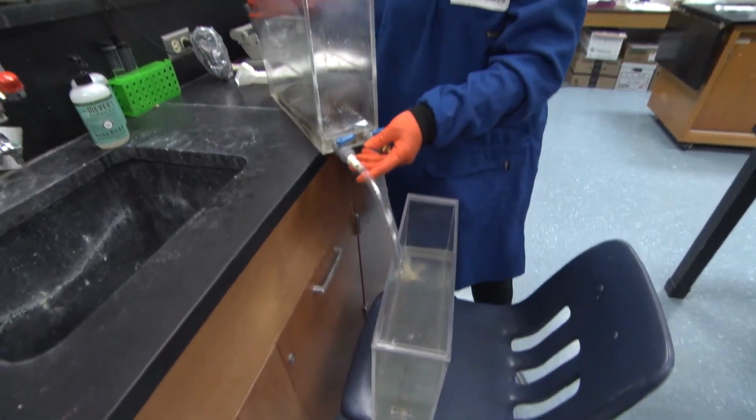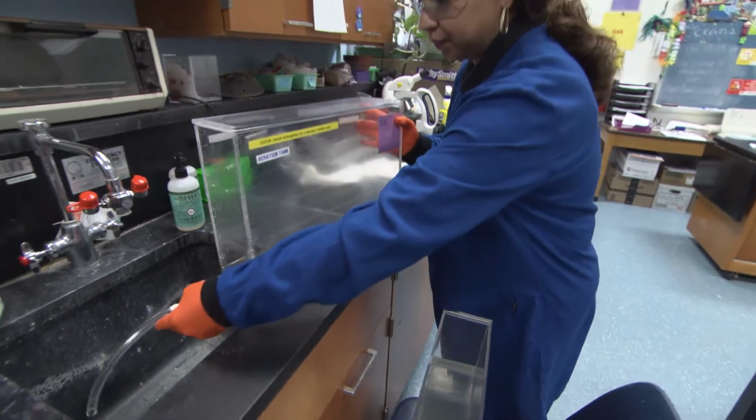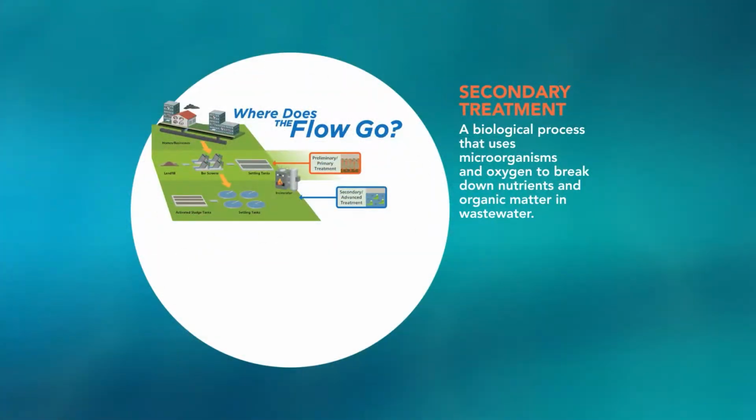Take a little time to look at the microorganisms we might commonly see in our wastewater. At the end of secondary treatment, our wastewater is definitely starting to look cleaner. This is the second of 4 treatment processes. Remember, secondary treatment is a biological process that uses microorganisms and oxygen to break down nutrients and organic matter in wastewater.